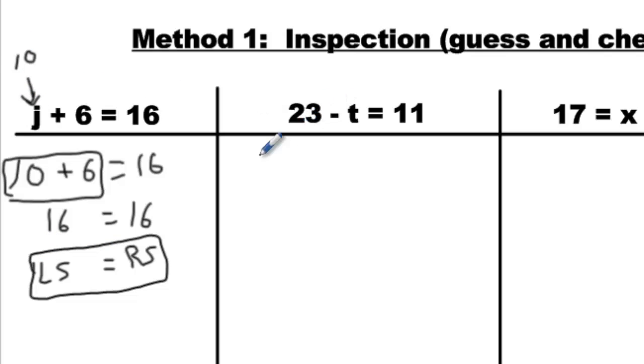Now that looks like a lot of work just to prove that J is 10, but it's essential. You've got to be able to go through these steps and prove that the left side is equal to the right side.